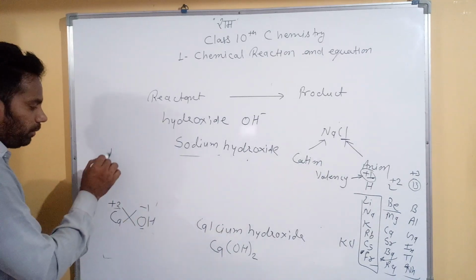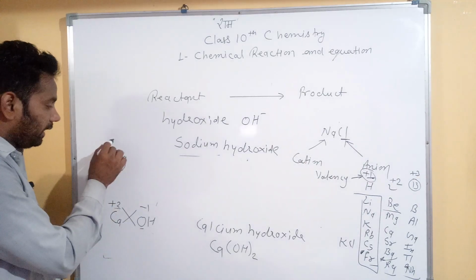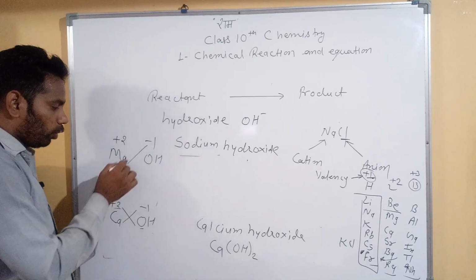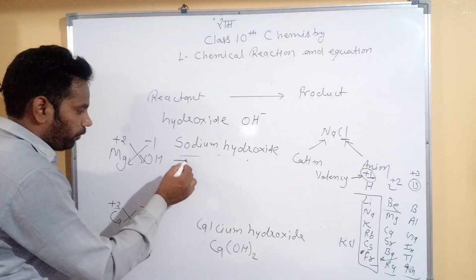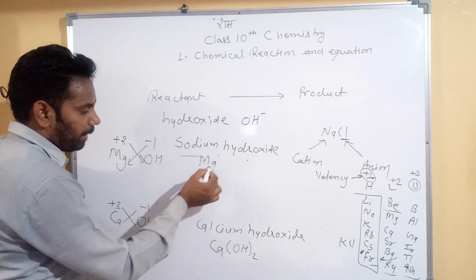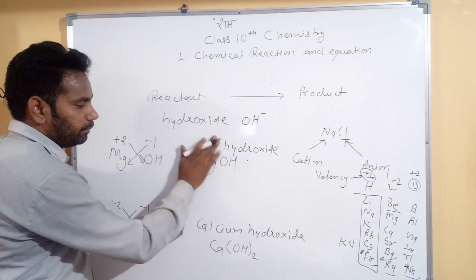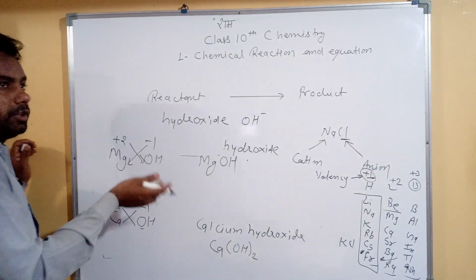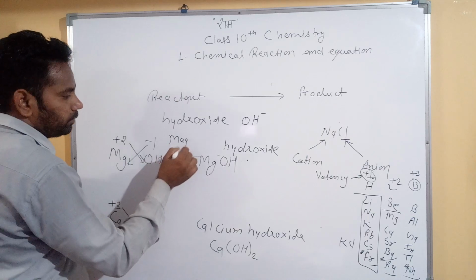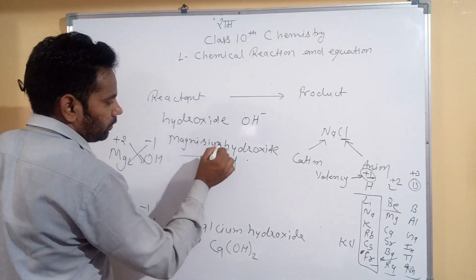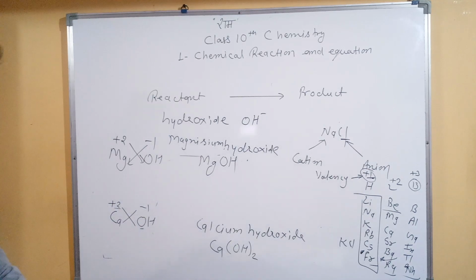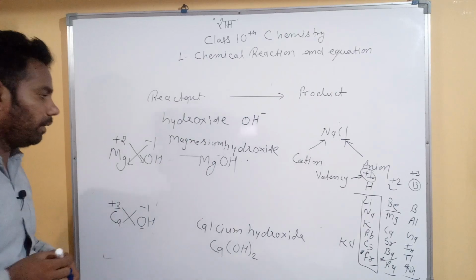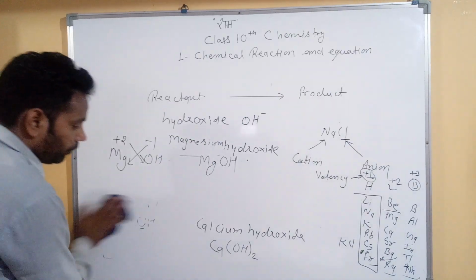If I want magnesium hydroxide, Mg, its valence is again +2. Then hydroxide OH negative, cross multiply to each other. So the formula of magnesium hydroxide is Mg(OH)2. Okay, Mg(OH)2 is the formula of magnesium hydroxide.